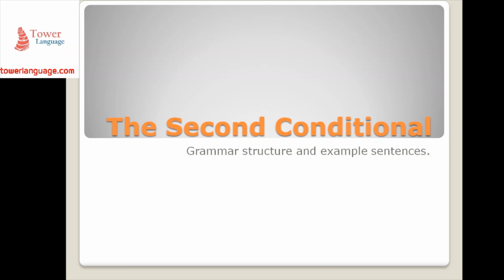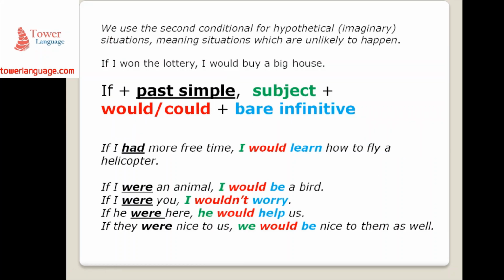Hello! Today I would like to talk to you a little bit about the second conditional. We will revise grammar structure and I will give you some example sentences. Let's begin. We use the second conditional for hypothetical and imaginary situations, meaning situations which are unlikely to happen.